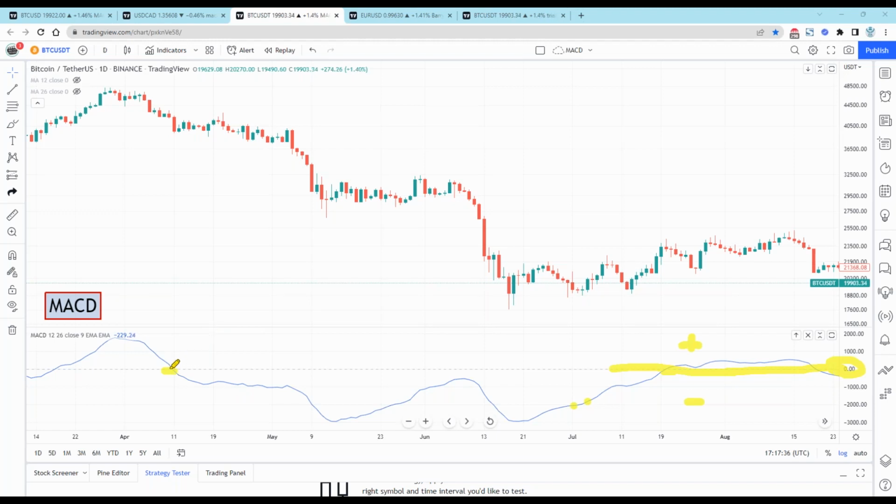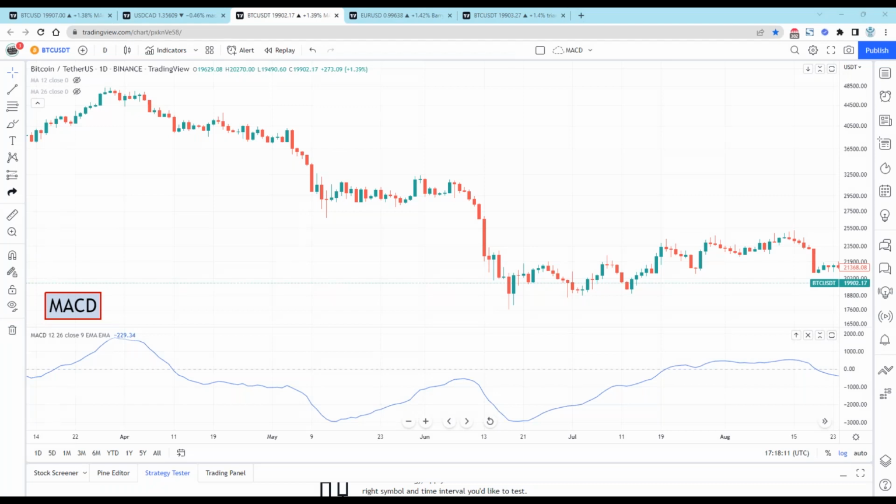So if it crosses over and below, we know that the 26 period moving average is getting larger than the 12. If it crosses below and over, we know the 12 period moving average is growing and getting larger than the 26. We know at each one of these points, the two moving averages crossed over. But again, if we were to trade this, we're just trading a simple moving average crossover strategy. But that's just where MACD starts.